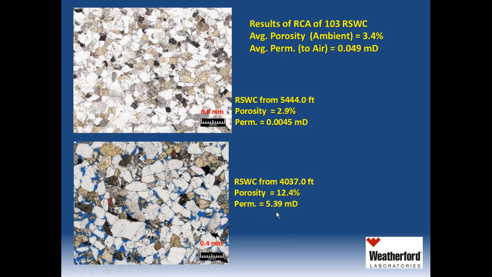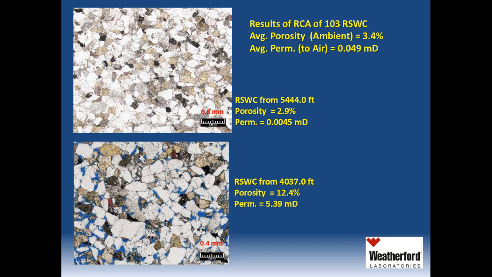It wouldn't be bad if this was like our worst one, but here's another core taken from 5,400 feet. And this is more typical, and you can see the blue is also, in this case, porosity. But there's no blue in this particular photomicrograph. Again, the scale is 800 microns. This one is 2.9% porosity. The permeability is 0.0045. So this is our average.